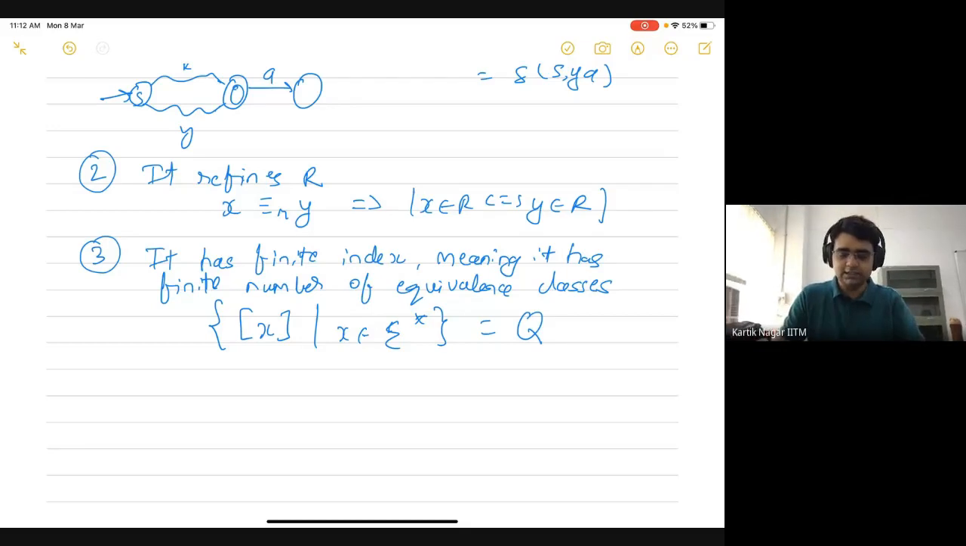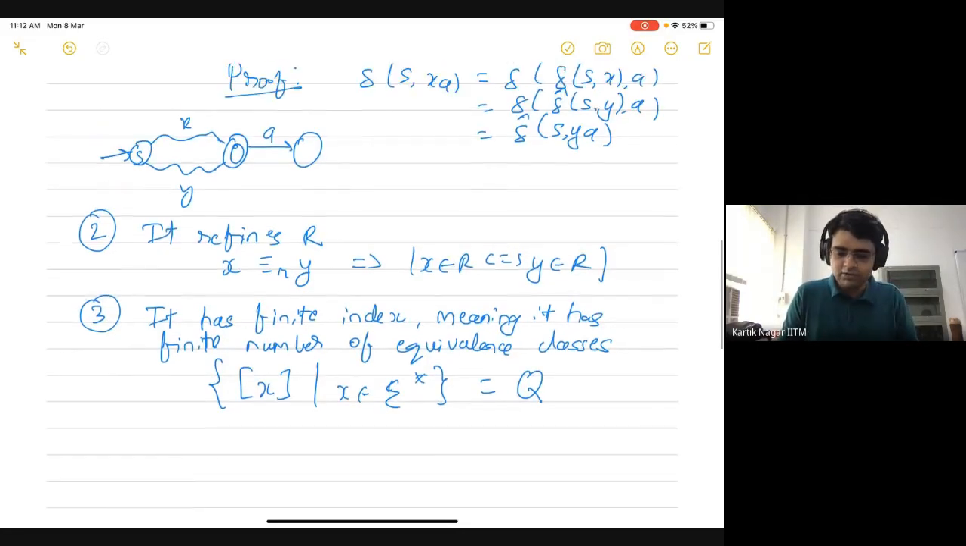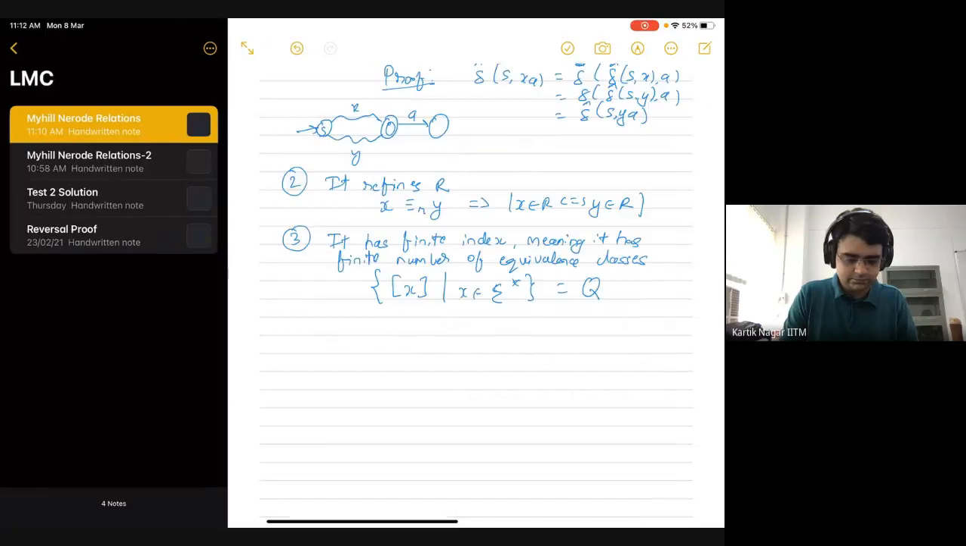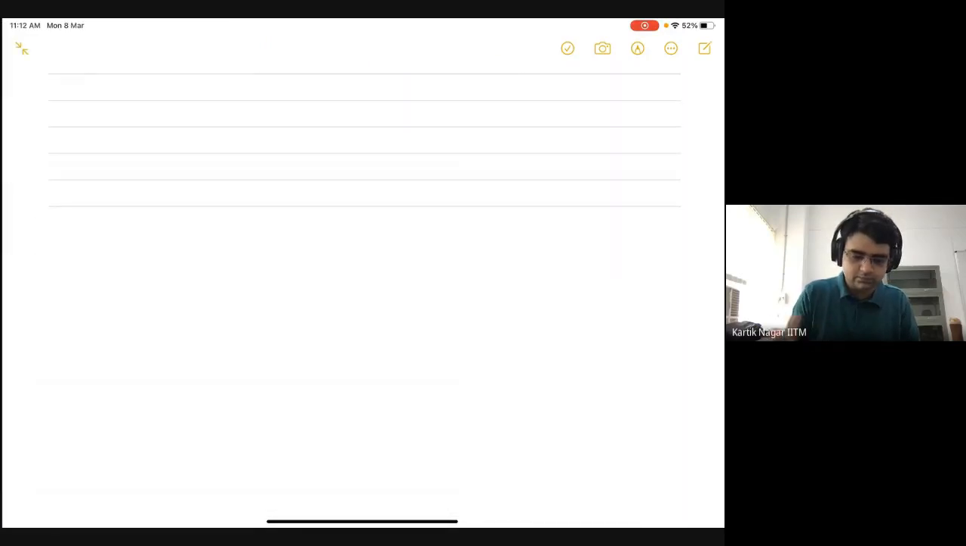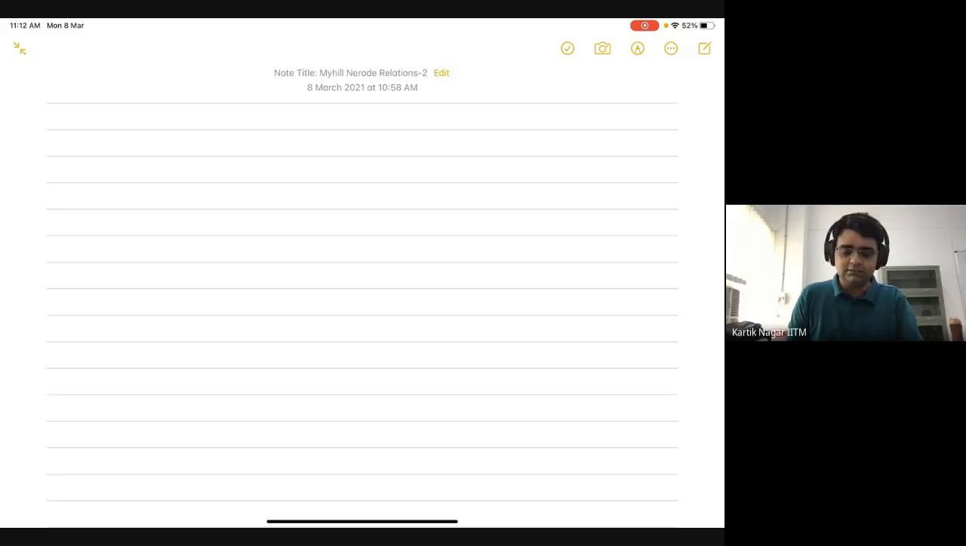Okay, so let's move forward now. Given that we have defined this relation, let me go to a new node. Given that we have defined this relation, let's generalize from this.